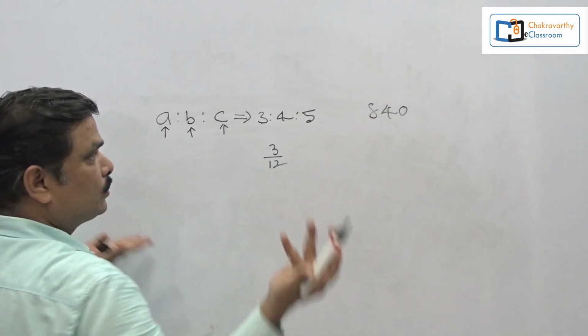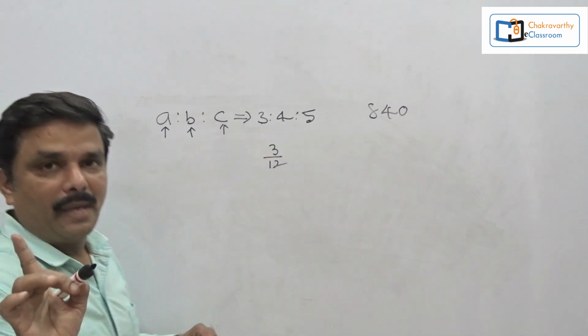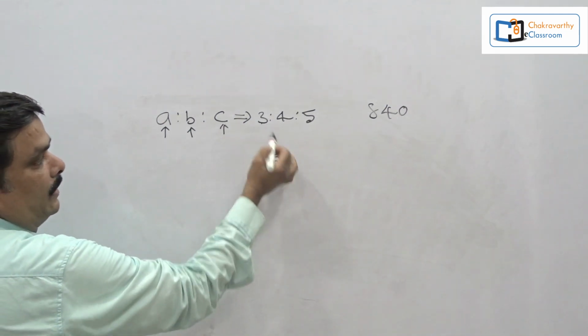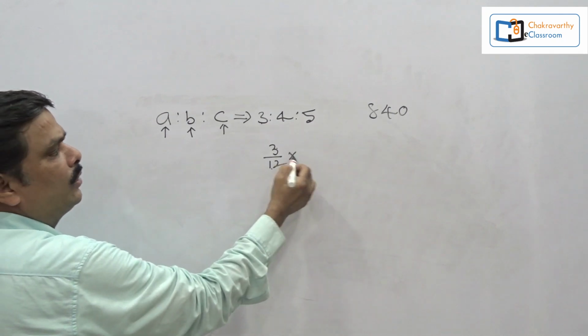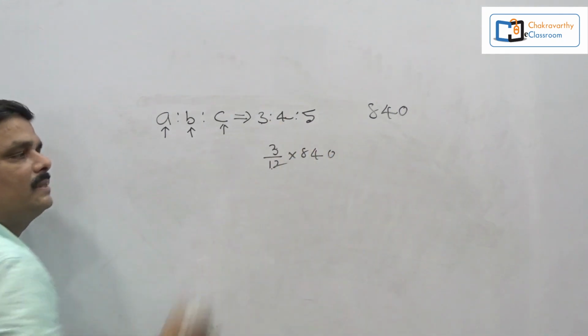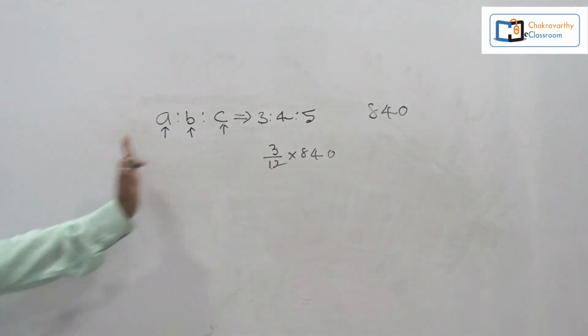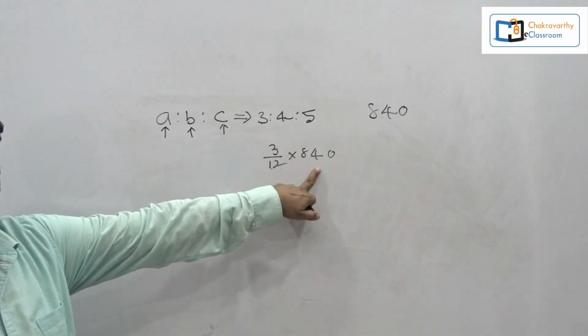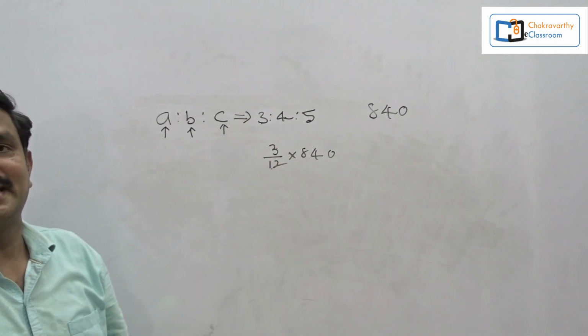From 840 rupees, what is the share of A? Not B, I'm sorry, A. A's share is 3 out of 12 into 840. Whereas B's is 4 out of 12 into 840. Then C's is 5 out of 12 into 840. You can do it easily.